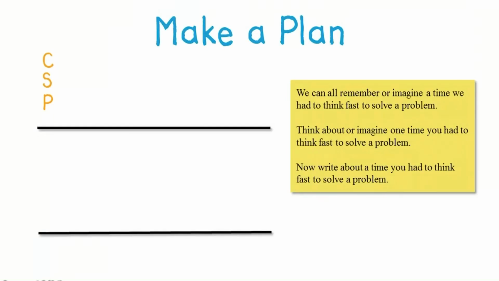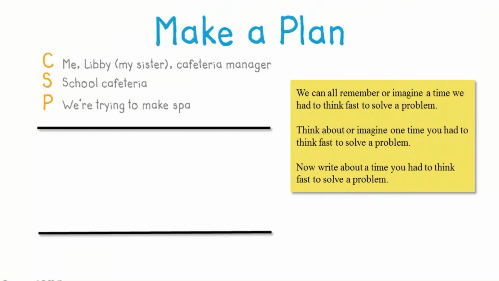And now I need to think about what story I'm actually going to tell. So for this prompt, I think I'm going to tell a story about a time that my sister and I had to make lunch for our school, but we couldn't do it because they didn't have the stuff we need. So my characters are going to be me, Libby, my sister, and the cafeteria manager. The setting is going to be the school cafeteria, and the problem is we're trying to make spaghetti for the school, but there's no ingredients.